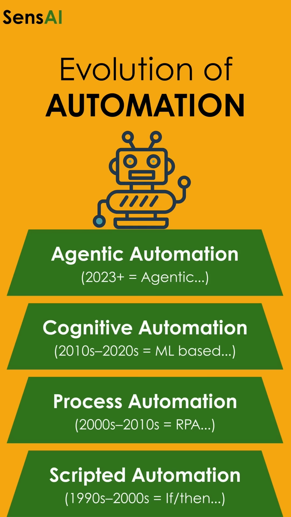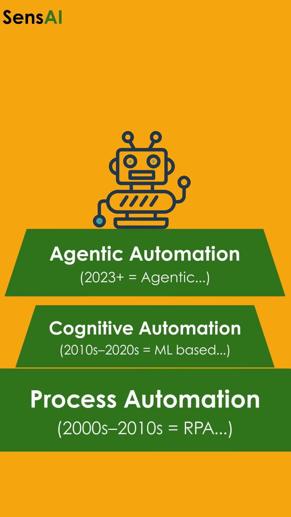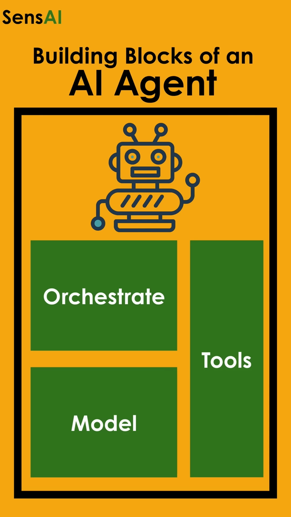Unlike earlier systems, agentic automation or agentic AI doesn't wait for instructions. It understands goals, reasons through options, and takes action autonomously. And that's the big difference. We have been hearing a lot about AI agents, right? So let's see what's under the hood for an AI agent.